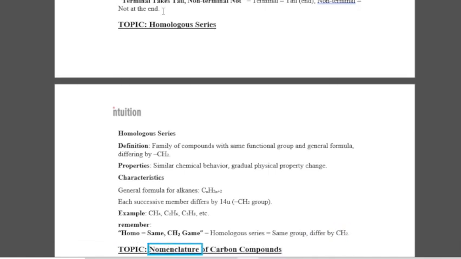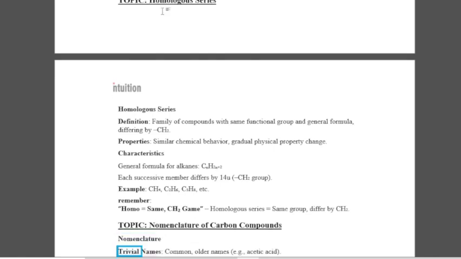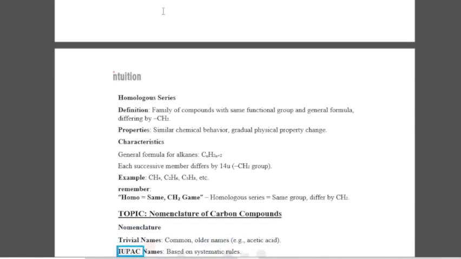Topic: Nomenclature of carbon compounds. Nomenclature has trivial names, which are common, older names, e.g., acetic acid, and IUPAC names, based on systematic rules.